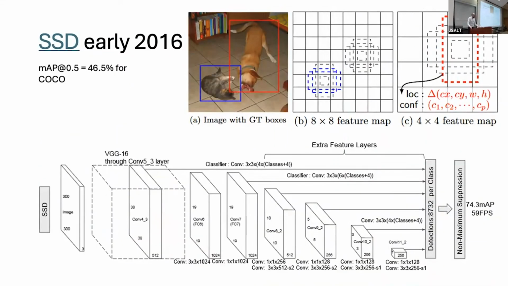And SSD said, well, what if we do it in one step? Instead of having to decide whether there is something in the box or nothing, we will decide whether there's nothing or some class. So they classify directly, and they showed it works. They also use this multi-scale approach, because in Faster R-CNN, they just took the last feature map.